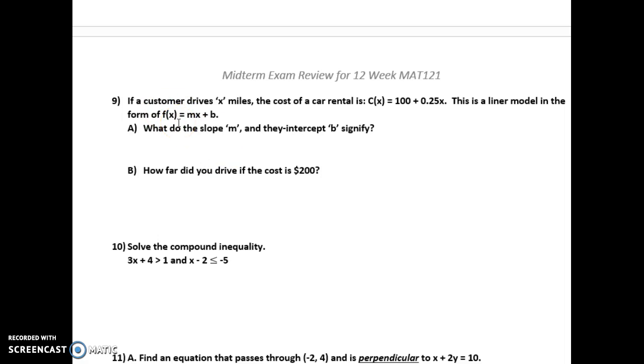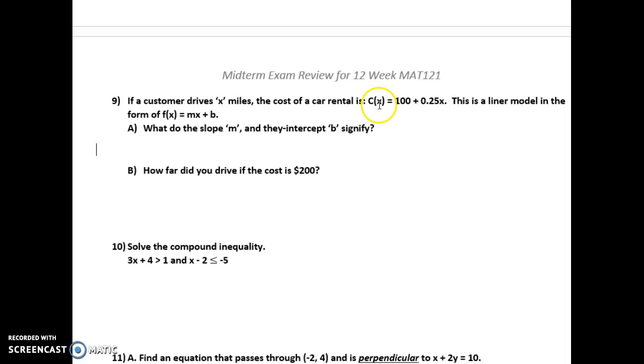Here we have a car rental situation. So what's the y-intercept signify? What's the slope signify? The y-intercept would be an x value of 0. And here x is the number of miles driven. So if you think of having driven 0 miles total, what value would you get?